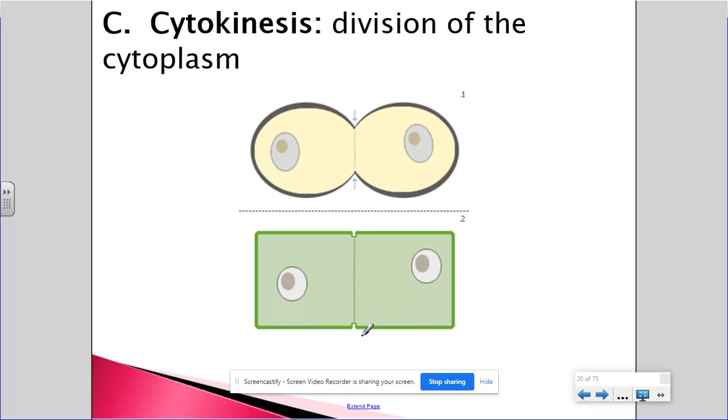Now, on the plant cell, since it has a cell wall, it can't pinch in. Instead, we're going to form a cell plate in the middle. We have vesicles that fuse, and then eventually we're going to have an entirely new cell wall that's formed, and this will split the cell into two.